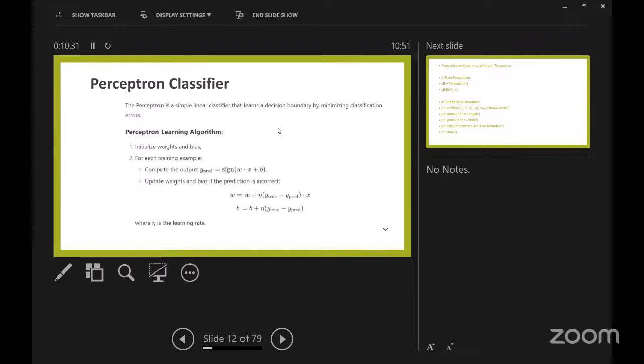Now we will see the difference between LDA and the perceptron classifier. Difference between the two graphs of the same data set.